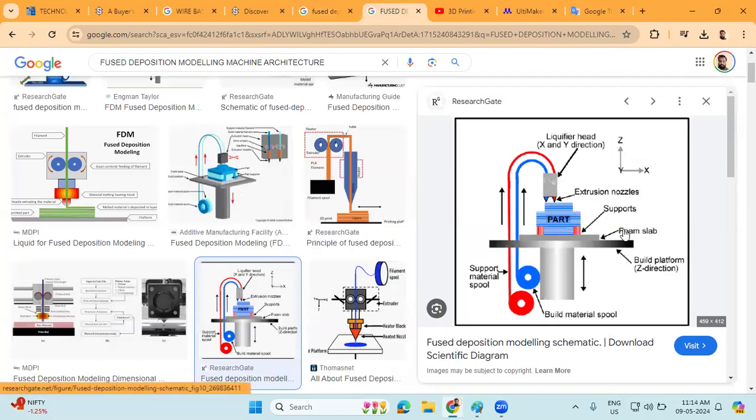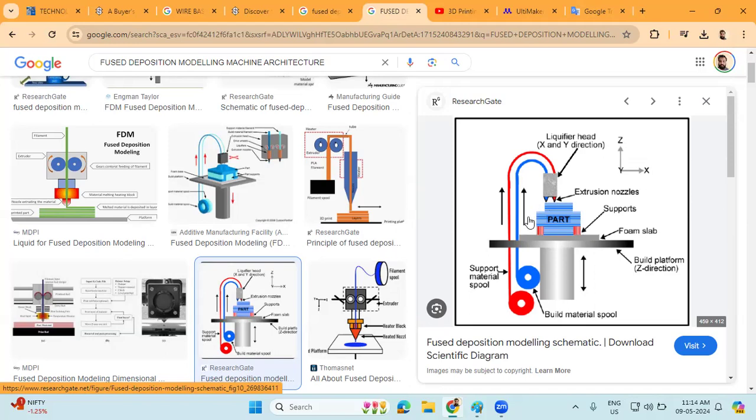Then, coming to the machine architecture. In fused deposition modeling, FDM 3D printing, the feedstock. So this is called the feedstock. That is the material. The feedstock used is typically an amorphous thermoplastic polymer filament, which typically has a diameter of 1.5 to 3 mm.